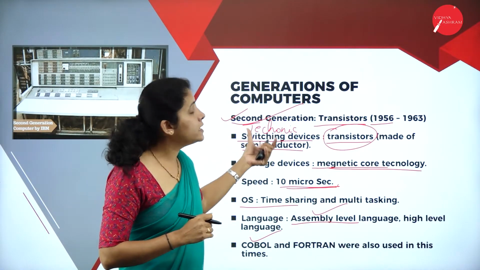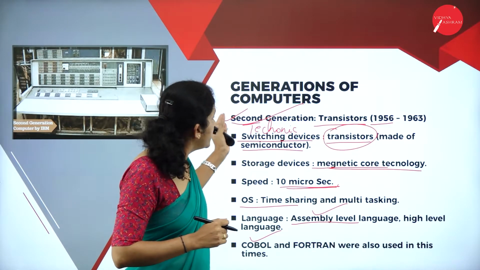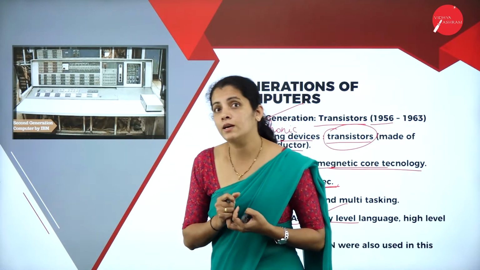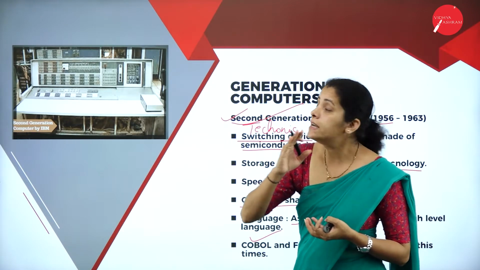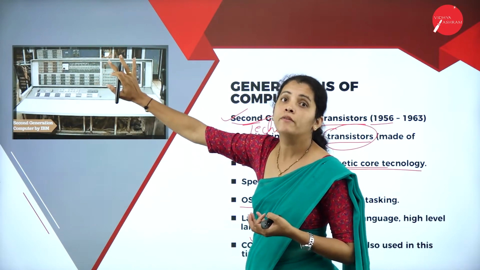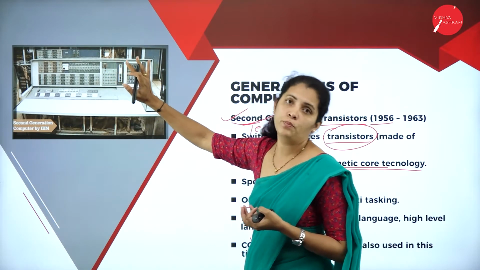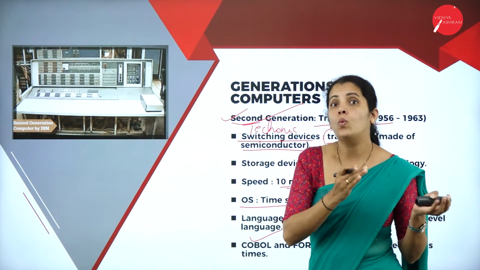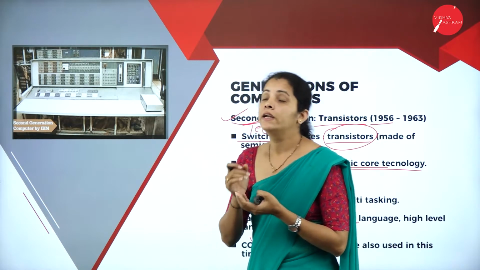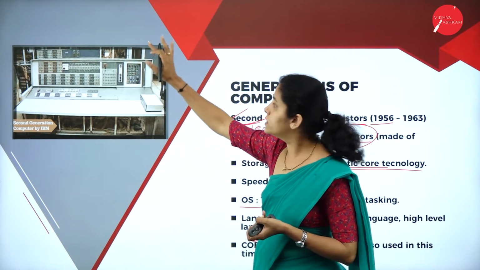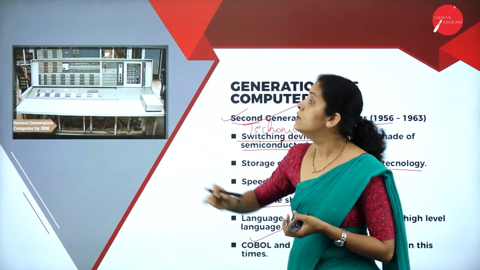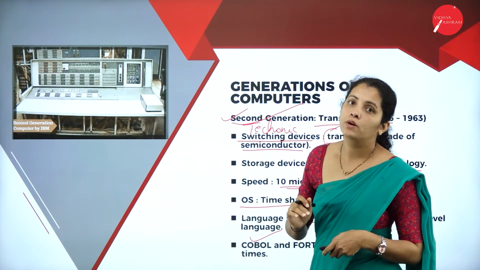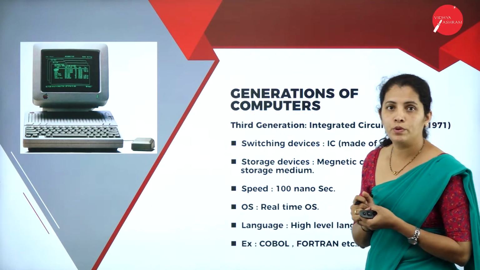Now tell me, what are the disadvantages of second generation computer system? The disadvantages are that the size of the computer systems is very large, which means it is not portable. You cannot carry your computer system from one place to another, and it produces excess heat. So these are the two disadvantages of second generation computer system. To overcome these disadvantages, we are going to have third generation computer system.